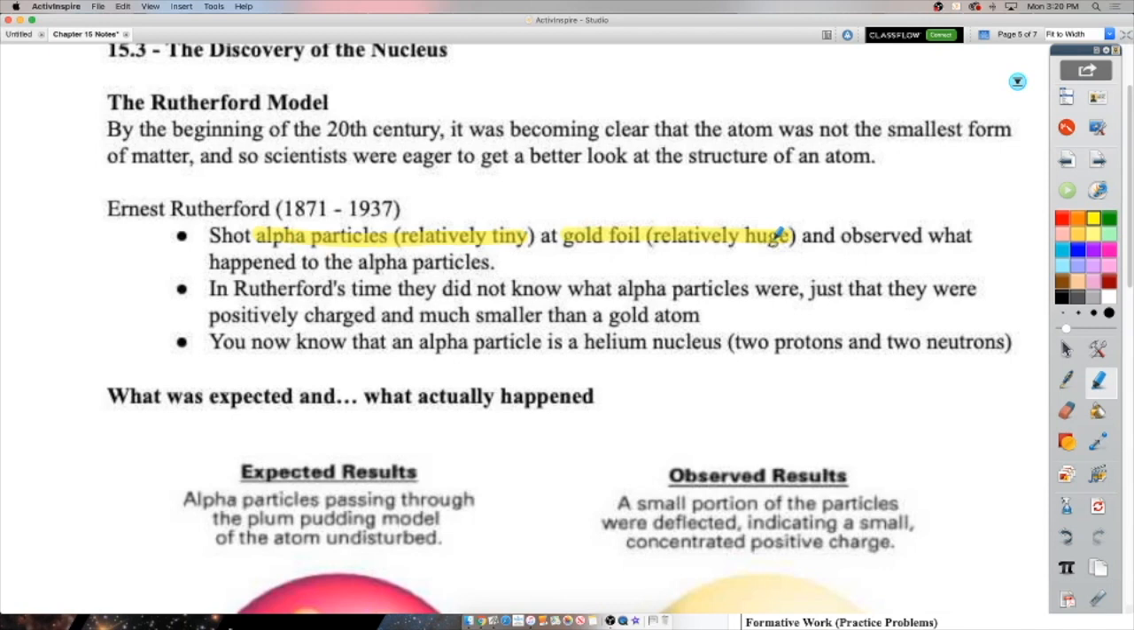Now, in Rutherford's time, they didn't exactly know what alpha particles were. They knew they were given off by radioactive decay, which is a topic for chapter 16 next week. But we did know that they were positively charged and much smaller than a gold atom. Now, just for some added context, you know what an alpha particle is, or at least you should. It's just a helium nucleus. It's 2 protons and 2 neutrons. But all you really need to know to understand Rutherford's results is that they were positively charged and very small compared to a gold atom.